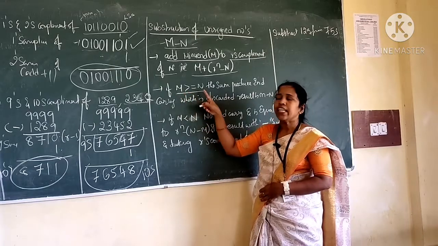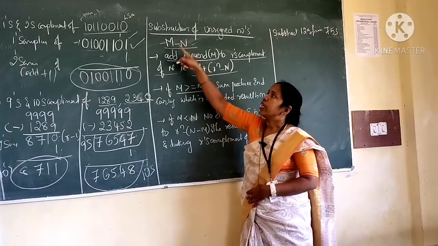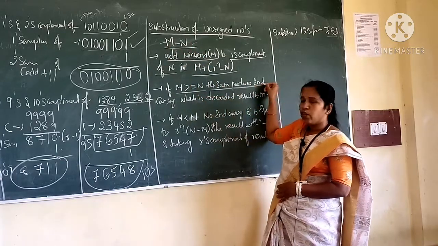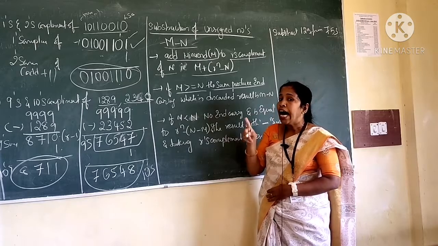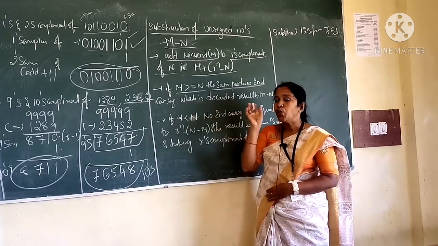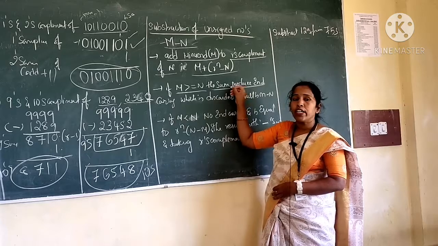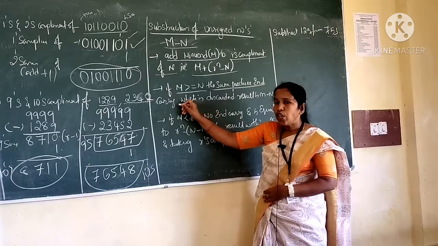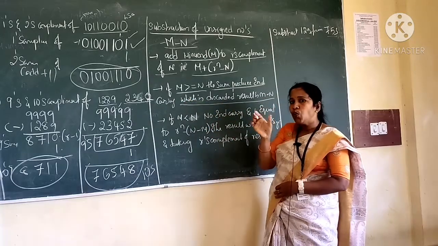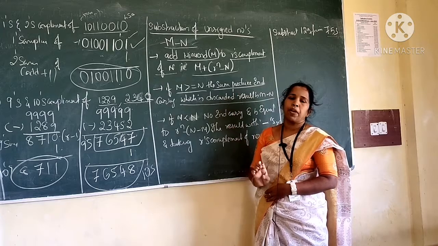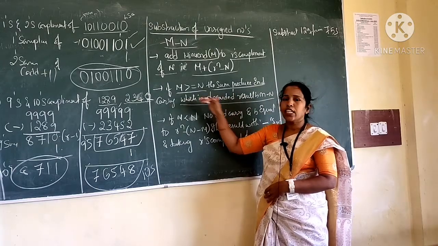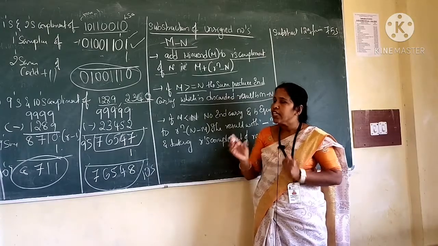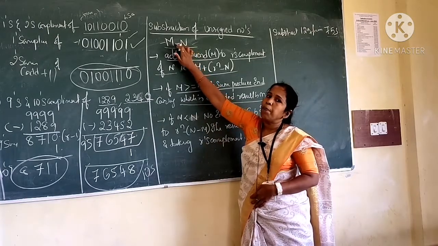Next, the second step is to check whether m is greater than n. If m is greater than n, then the sum, m added to the r's complement of n, will produce an end carry. Carry 1 will be generated. Then that carry is discarded and the remaining value is the result of the subtraction. So in this case, no problem: the carry is discarded and whatever remains is the result of m minus n.